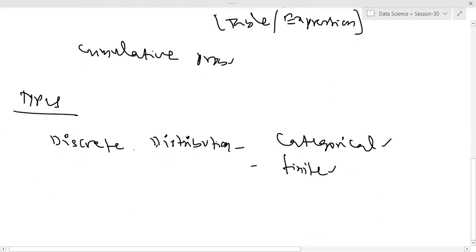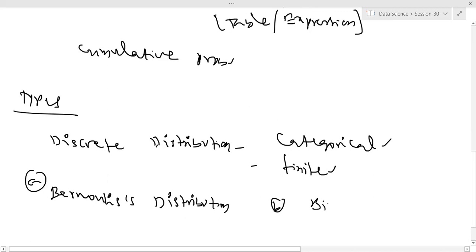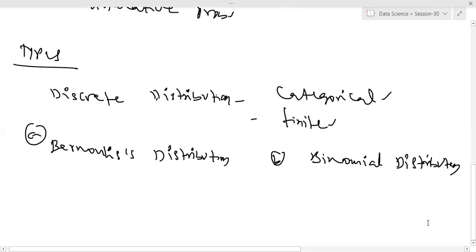Now, as a part of this discrete distribution, we have the Bernoulli distribution. This is the first probability distribution we are going to discuss. And second is the binomial distribution. Similarly, we have the second category as continuous distribution.